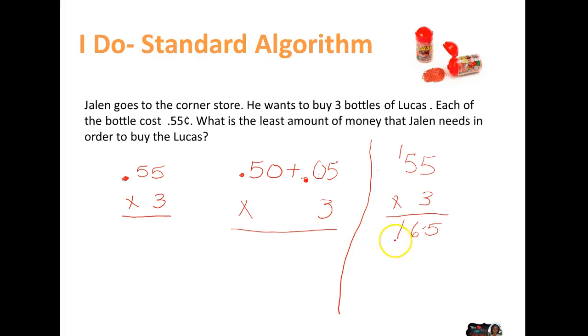Well, what happens is, because there's a decimal in one of the numbers, we have to represent that decimal in our answer. So 165. There's two digits behind the decimal point in the problem, so there has to be 2 digits behind the decimal point in the answer.